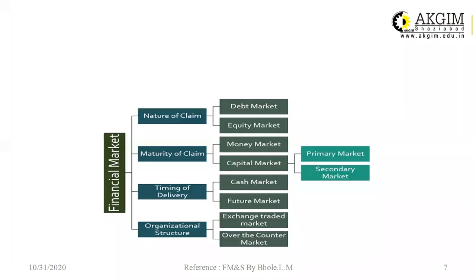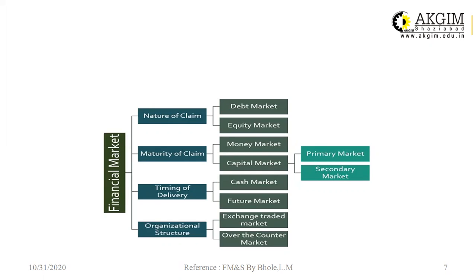Next, on organizational structure, this is again divided into 2 parts, exchange traded market and over-the-counter market. Let us discuss one by one. The first one is the classification on the basis of the type of the financial claims. This is debt market and the equity market. In the case of debt market, this is the financial market for fixed claims like a debt instrument, debentures. In the case of equity market, this is the financial market for the residual claim, that is the equity instrument.